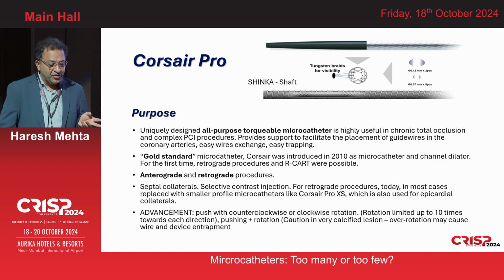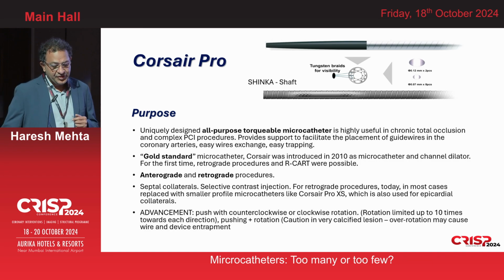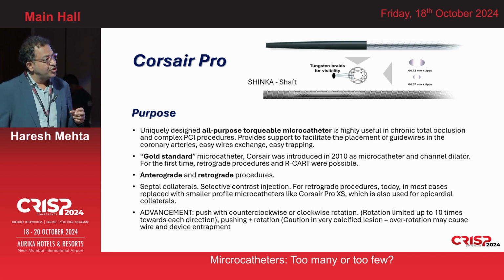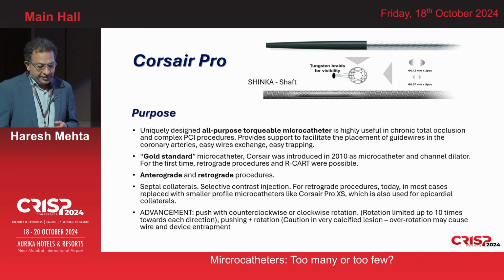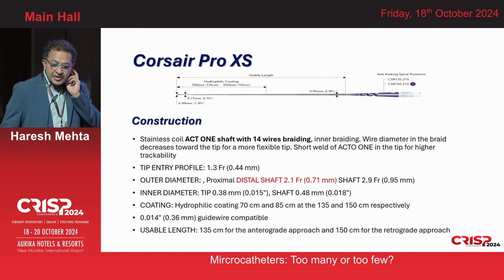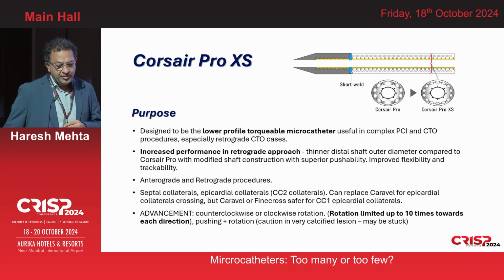It can serve septal collaterals. You can do selective contrast injections with this. And now the tube catheter, the Corsair Pro XS, is also used for epicardial collaterals. So XS can come closer to Caravel, but not exactly like the Caravel. And the other advantage is you can move it front and back with a counterclockwise or clockwise rotation. But the maximum rotation should be 10 at the most, and then you unwind it, otherwise you might end up damaging the catheter. There's the XS. Again, it has the same braids around that so that it doesn't get kinked.